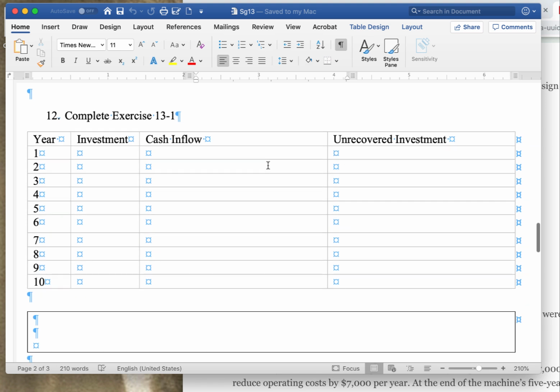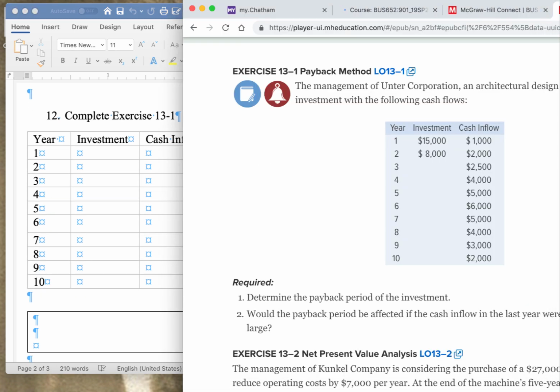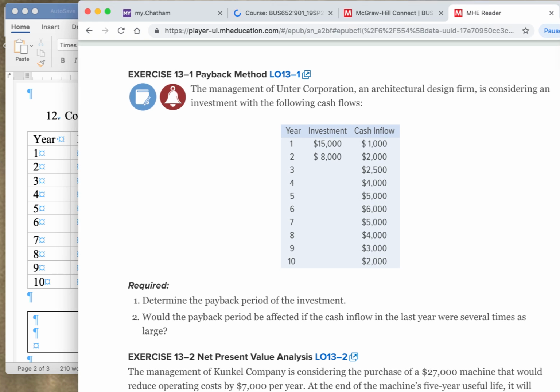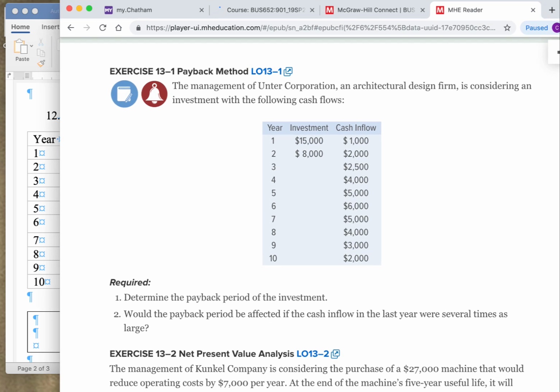So exercise 1 wants us to determine the payback period of the investment. They give us the investments that we need to shell out as well as the cash inflows. And they want to know, would the payback period be affected if the cash inflow in the last year were several times as large?